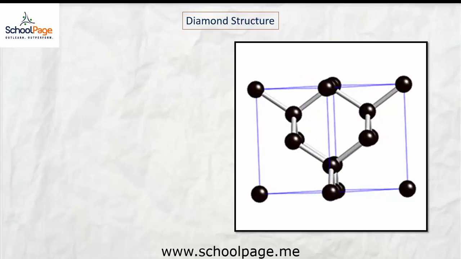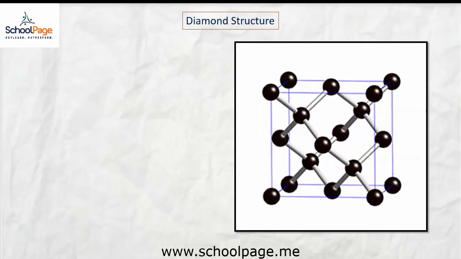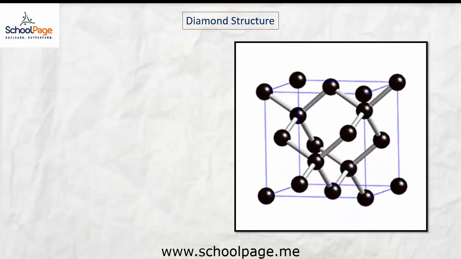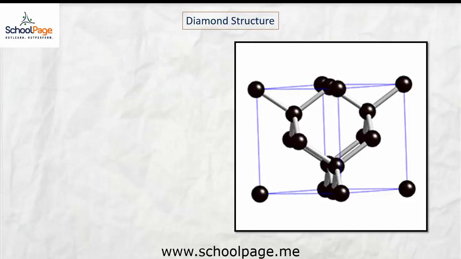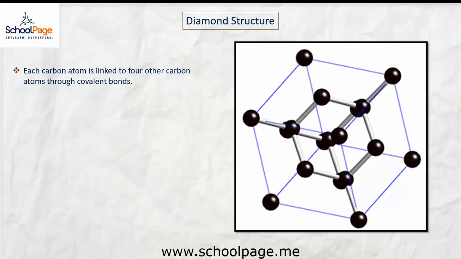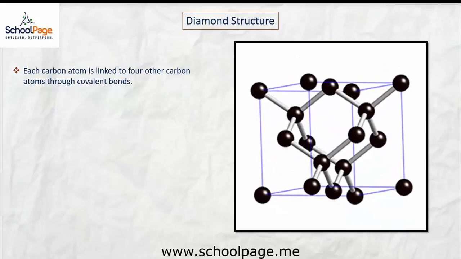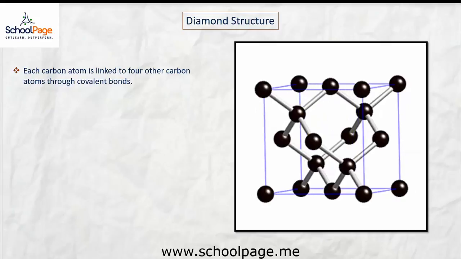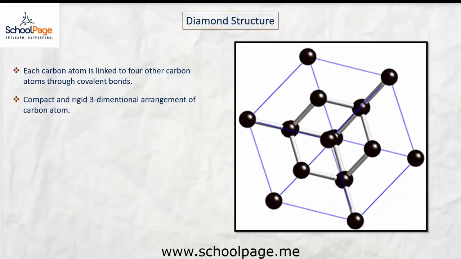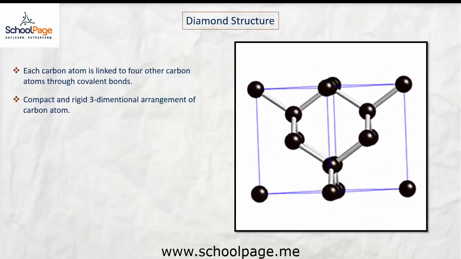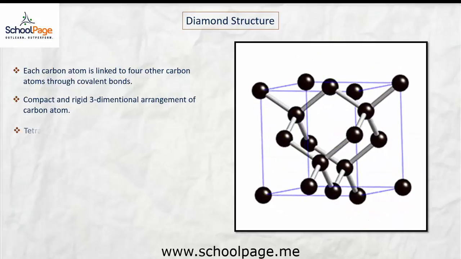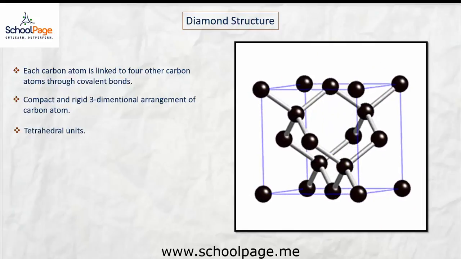Diamonds. Observe the arrangement of carbon atoms and the number of bonds formed by each carbon atom. The carbon atoms in diamond are bonded with one another by 4 bonds. The bonds are covalent and each carbon forms 4 covalent bonds. Hence, we see that each carbon is bonded to 4 other carbon atoms, and this gives rise to a compact and rigid three-dimensional arrangement of carbon atoms, which in turn results in the formation of tetrahedral units.